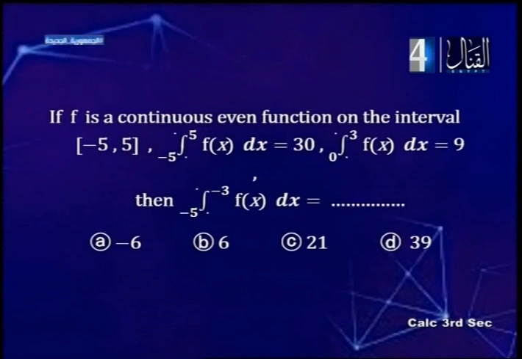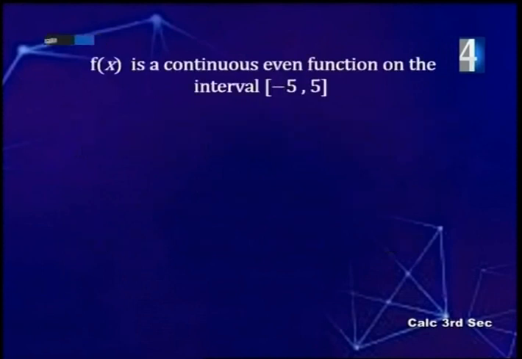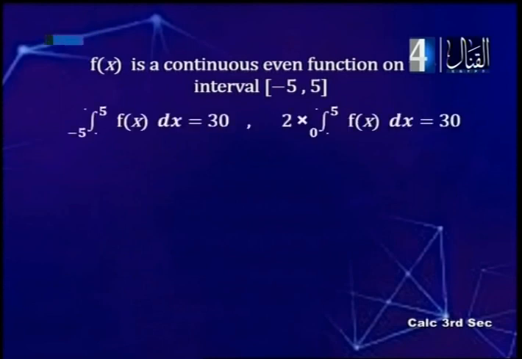Now, since f of x is a continuous even function on the closed interval -5 to 5, the integration of f of x dx from -5 to 5 equals 30 means 2 times the integration of f of x dx from 0 to 5, because the function is an even function. Then, dividing both sides by 2, the integration of f of x dx from 0 to 5 equals 15.